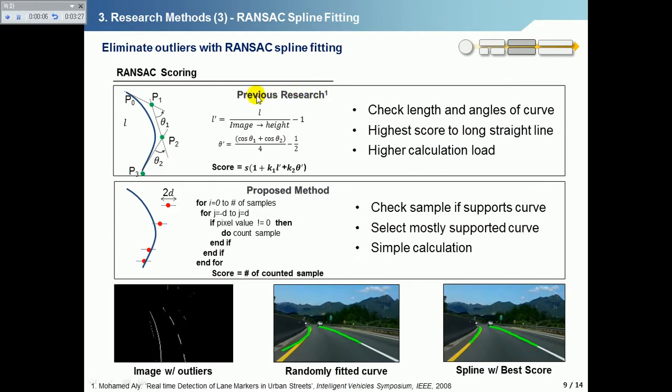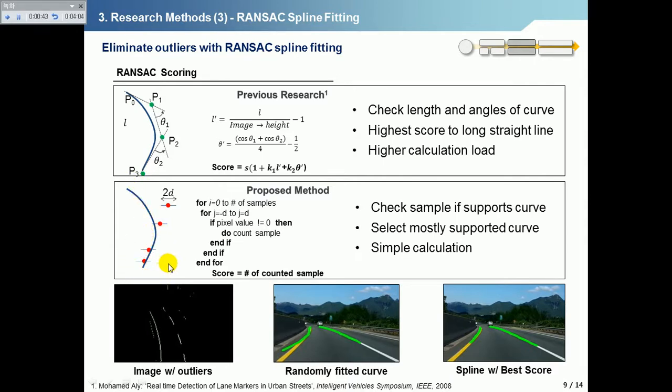Previous research used length and angle information to score curves. The long straight line gets the highest score. It not only gives the best score to the straight line, but also has a higher calculation load. We instead draw a horizontal line from each sample and count the ones that intersect with the fitted curve, because if the curve goes through or near the sample, the horizontal line will have to intersect with the curve.